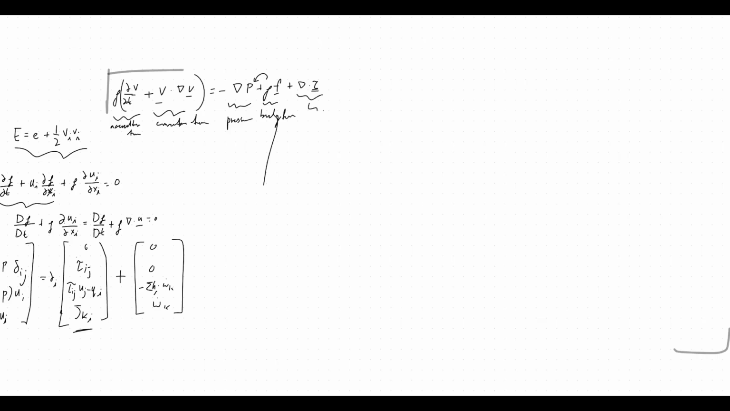And this tau is defined by tau_ij. This equals, I believe, let me just remember, dv_i over dx_j plus dv_j over dx_i, and that is multiplied by our mu over here. And it's going to be plus, I believe, the bulk viscosity minus 2/3 viscosity times the identity.